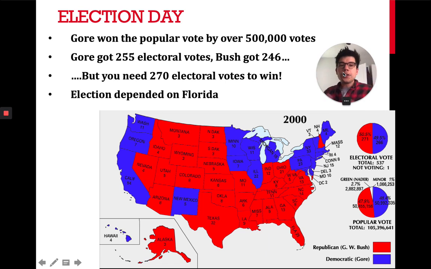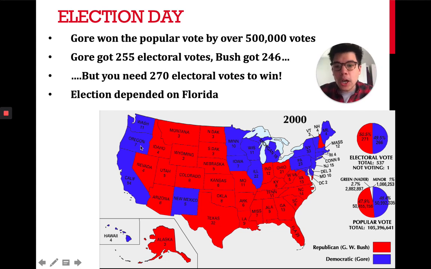So election day in the year 2000, Al Gore wins the popular vote, right? Raw numbers, he wins the popular vote by over 500,000 votes. However, Al Gore ends up only getting 255 electoral votes. George Bush, the Republican candidate, gets 246. And you need 270 electoral votes to win the presidency, right?